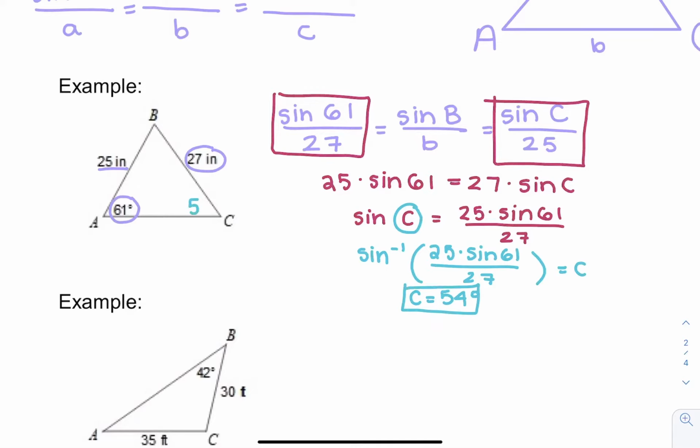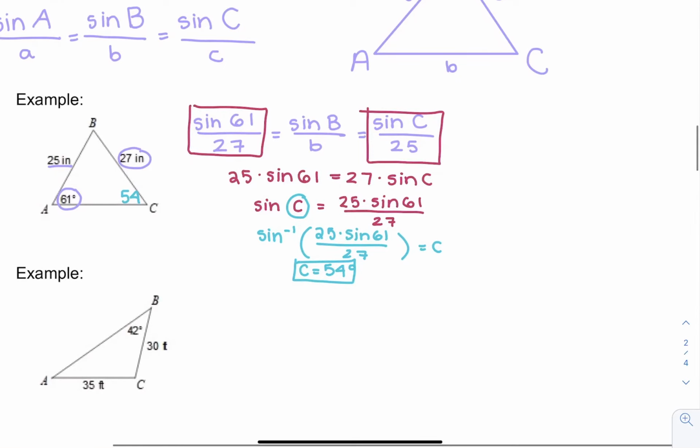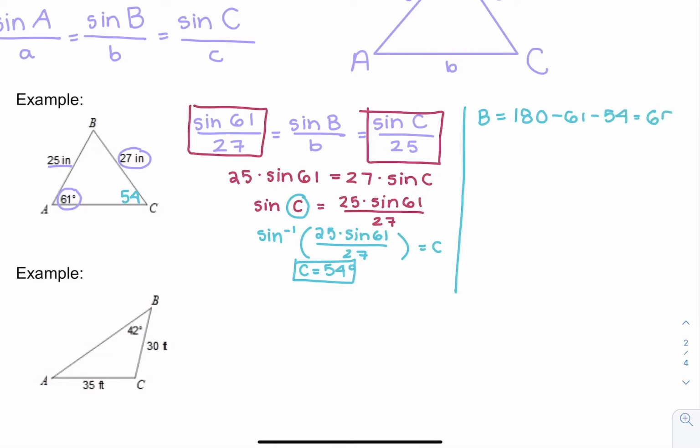So we found this. Now from there, we can find angle B, because if we know two of the angles, we can find the other angle. Since they have to add up to 180, we can say B is 180 minus the other two angles, 61 minus 54. So angle B is 65.